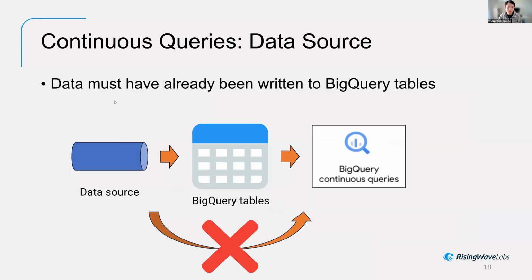For BigQuery, let's talk about where the data can come from. BigQuery explicitly mentioned that if you want to use continuous queries, the only source allowed is BigQuery tables. So you cannot directly connect your Kafka to the BigQuery table. The only way is to dump the data into the BigQuery table and then use the continuous queries to consume the results from the BigQuery table. That's pretty limited, right?